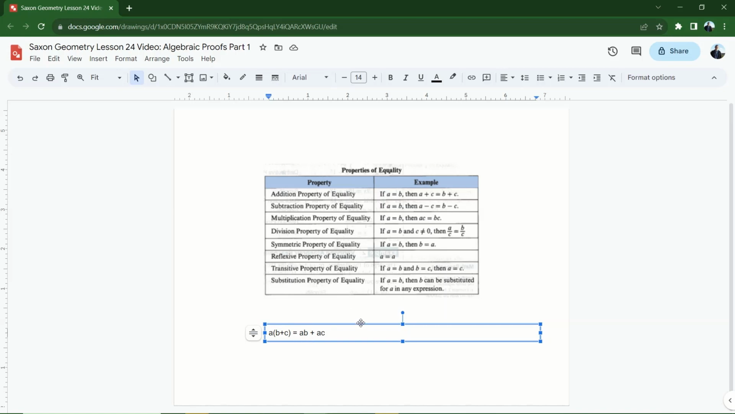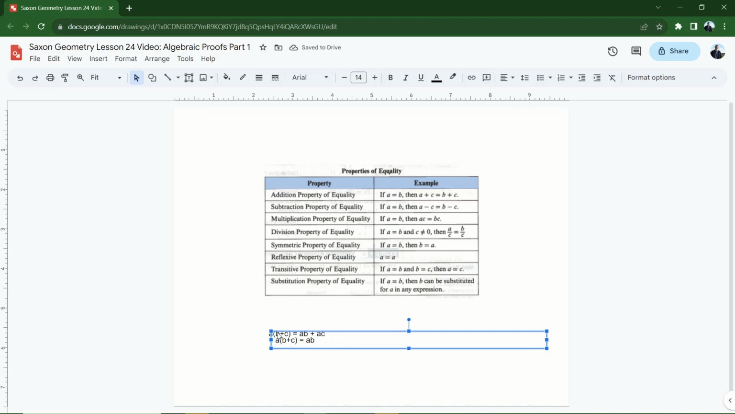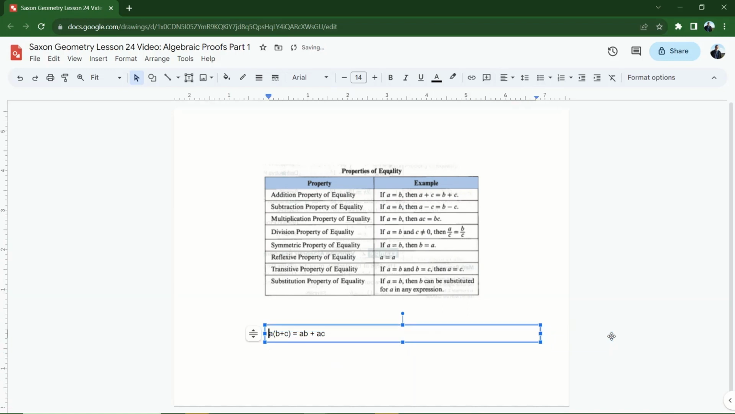Okay? All right, this is, by the way, just so I put words next to it, hold on. What happened there? This is, by the way, the distributive property of multiplication. All right, there we go.